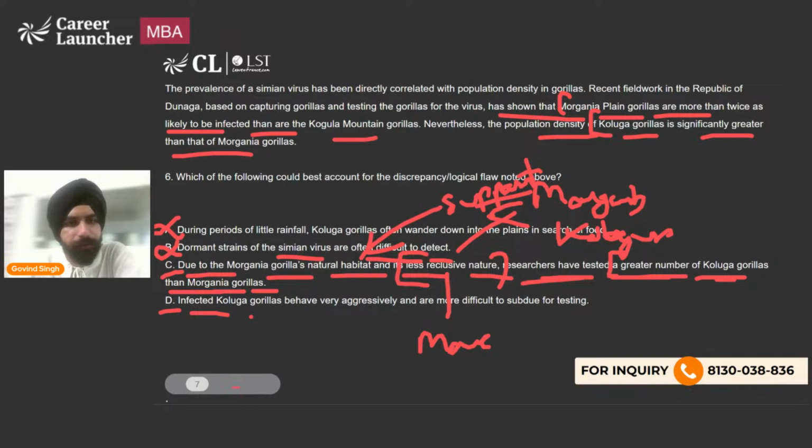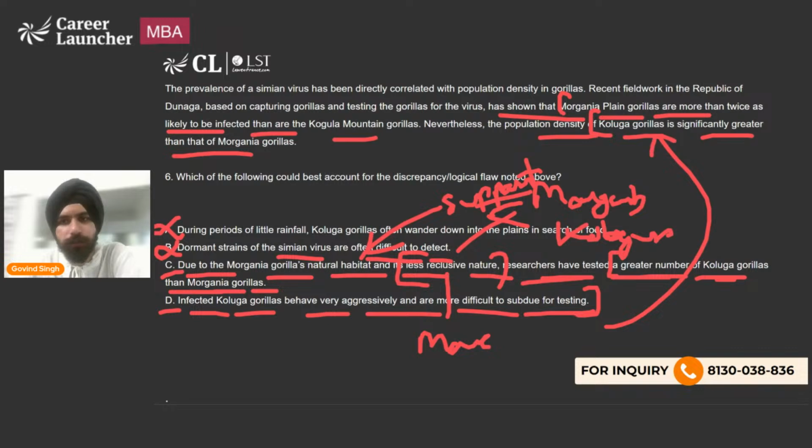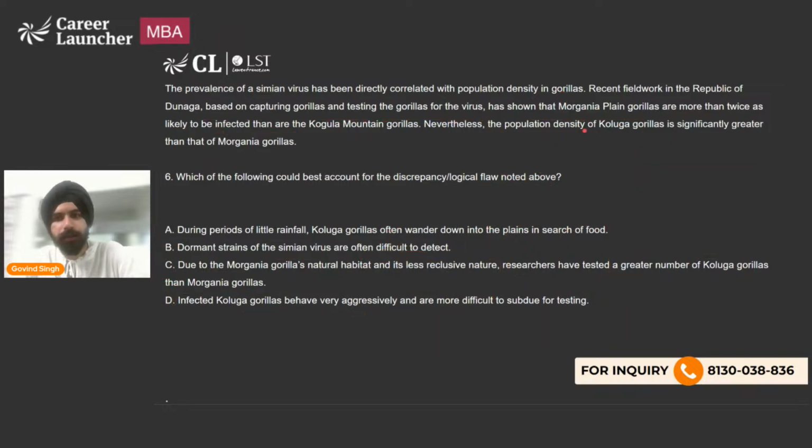Let's look at D. Infected Koluga gorillas behave very aggressively and are more difficult to subdue for testing. Yes, this definitely solves this flaw. Because what are they saying? This test is based on what? This is based on capturing gorillas and testing the gorillas for the virus. So if infected Koluga gorillas behave aggressively and they are not available for testing, then obviously it will show that Morgania plain gorillas are more than twice as likely, because you are not testing enough Koluga ones. They are aggressive. They are difficult to catch for testing.